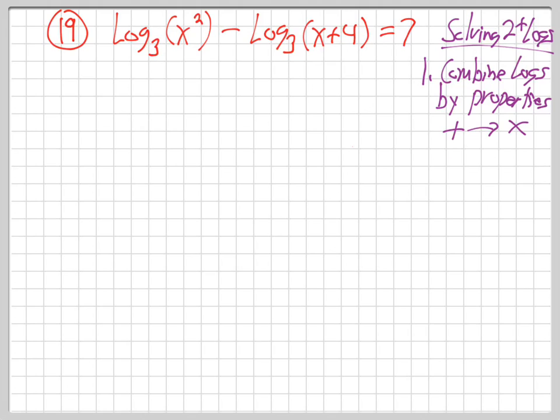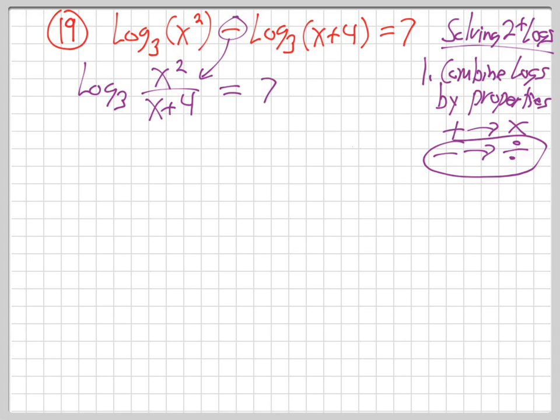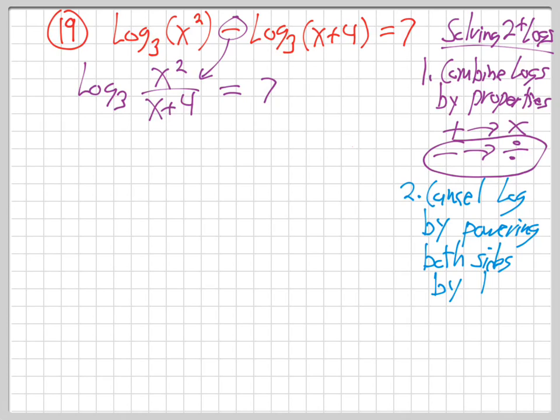Adding becomes multiply, subtraction becomes divide. So subtraction. So this will become log base 3 of x squared over x plus 4, right? That subtraction becomes divide. Step 2, cancel the log by powering both sides by the base.